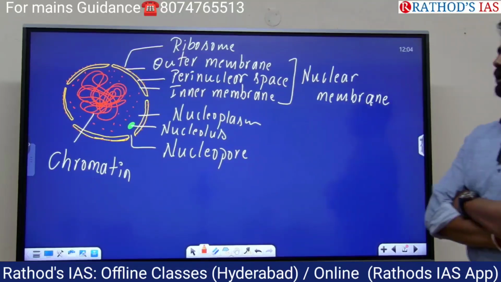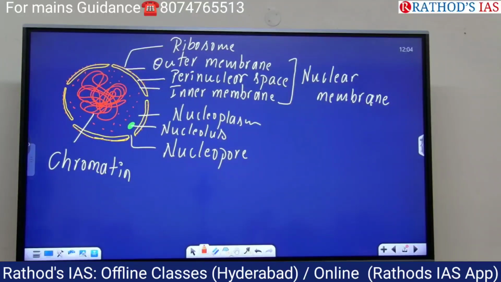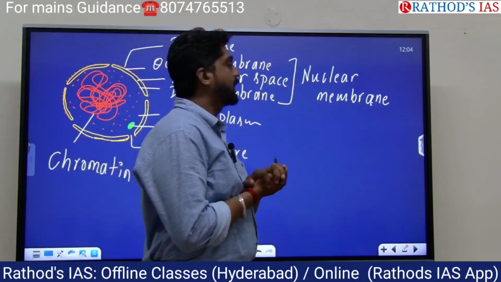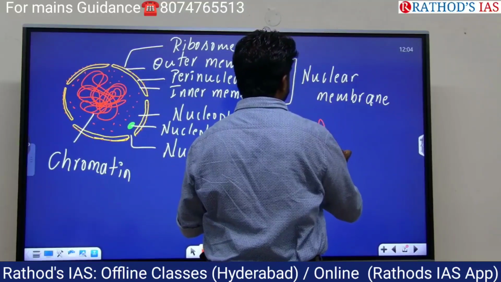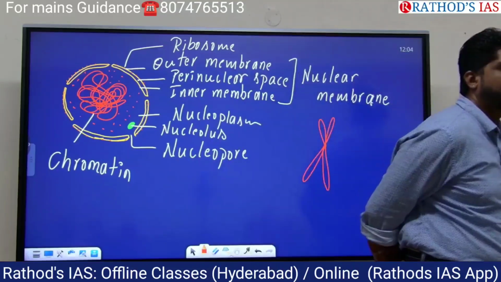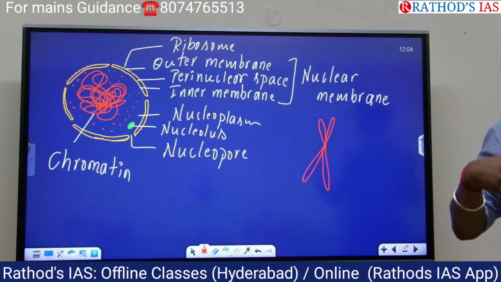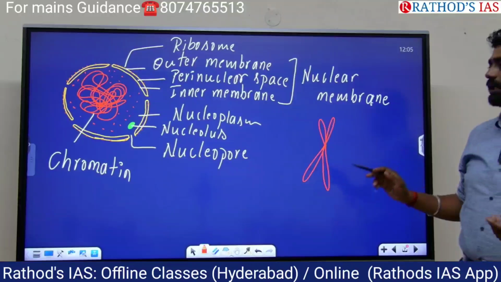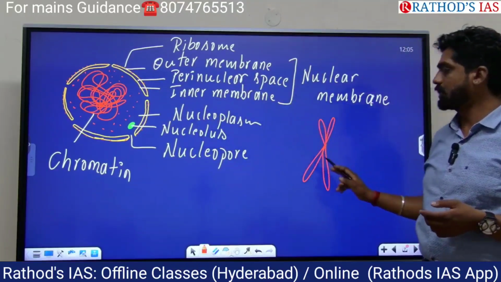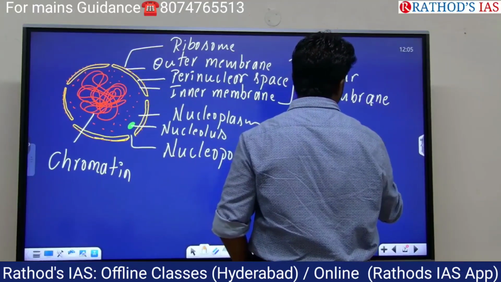Now listen carefully. This thread-like, noodles-like structure called chromatin, during cell division, condenses together to form an X-shaped structure, and this is called chromosome. Without cell division you can't grow. You were very small, now you have become big. It's because of what? The cell is dividing. So during cell division, the thread-like structure will change into an X-shaped structure, and this is called chromosome.